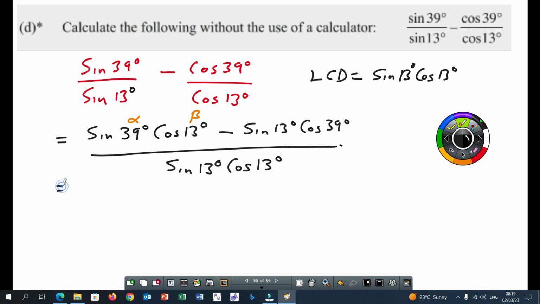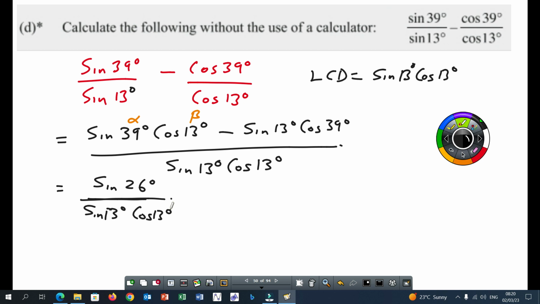Since there's a minus here, it means I have to subtract this 13 from 39. So I'll get sine 26 degrees, all over sine 13 degrees times cos 13 degrees. This part now is very interesting. What I'm going to do is bring that in and simplify it a little bit.